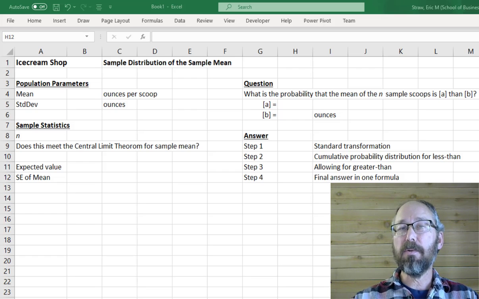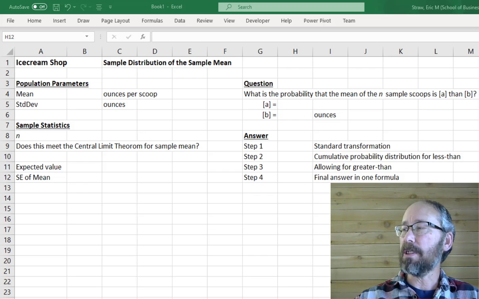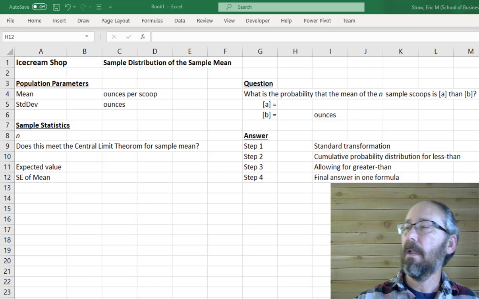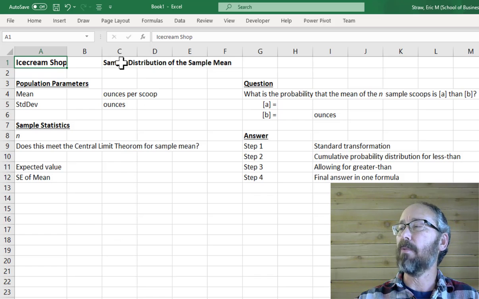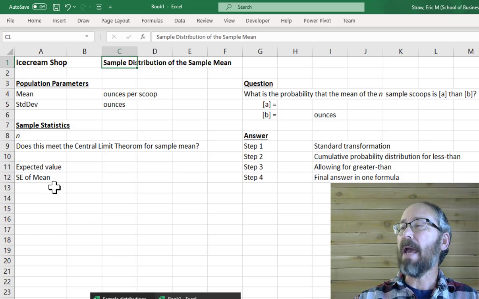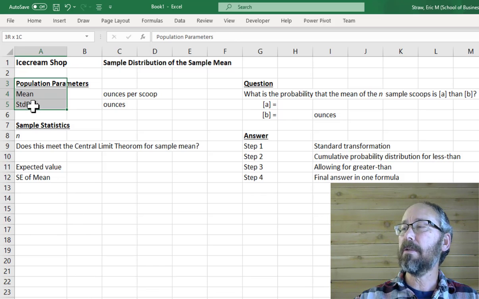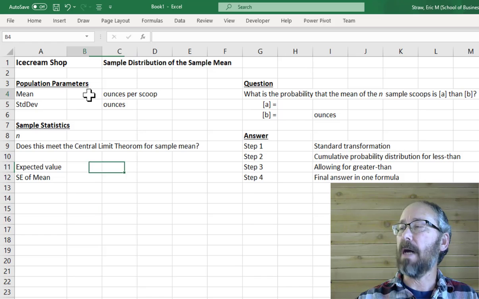Welcome. In this demonstration, we're going to look at the sample distribution of the sample mean as well as the sample distribution of the sample proportion. So let's get started. What I have here is a partially filled out worksheet that tells us what we're working with. We're working with an ice cream shop, and we're going to first take a look at the sample distribution of the sample mean. So what we have is some population parameters here, and we're looking at the ounces per scoop in our ice cream shop.